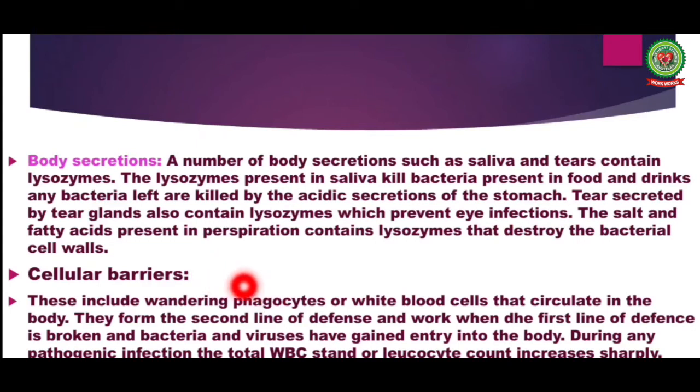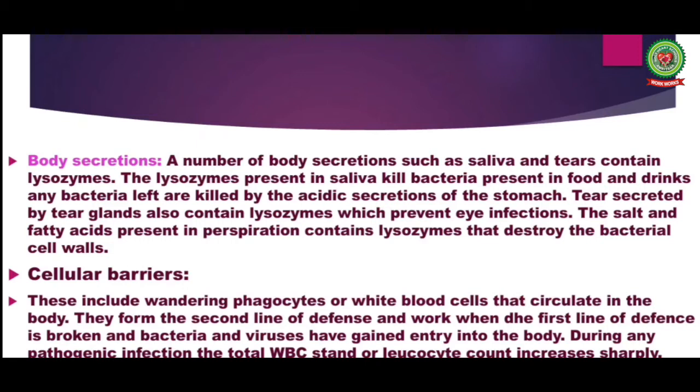Now we'll be discussing cellular barriers. These include wandering phagocytes or white blood cells that circulate in the body. They form the second line of defense and work when the first line of defense is broken and the bacteria and viruses have gained entry inside the body. During any pathogenic infection, the total WBC count sharply increases.